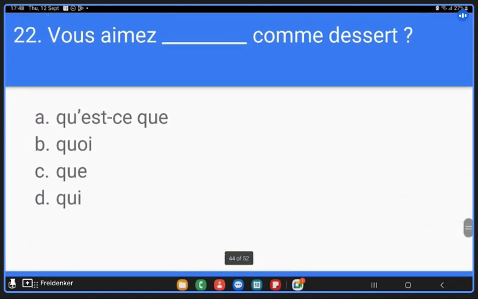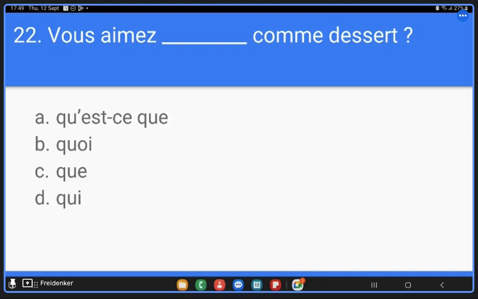22. Vous aimez quoi comme dessert? You like what as dessert, or for dessert? There is no est-ce que here. In the question, there is no est-ce que. There is no inversion. It's not aimez-vous. So it is very informal, or familier. So it looks like an intonation. And in intonation, you will always use option B, quoi, for what. In the place of what, you will use quoi. Why quoi? Because it is informal. If it is standard, then we would have gone for option A, but here it doesn't fit.